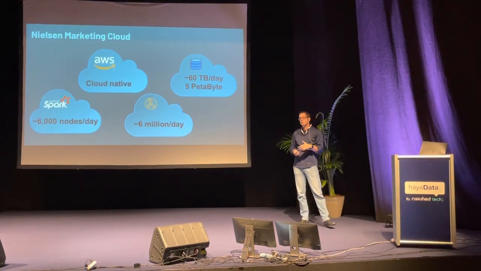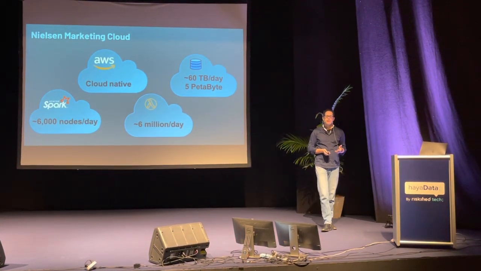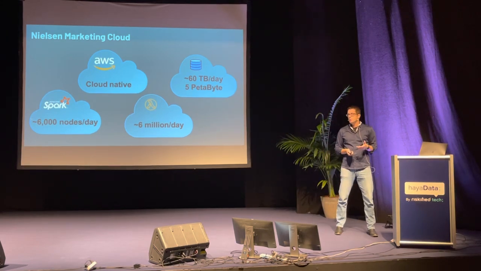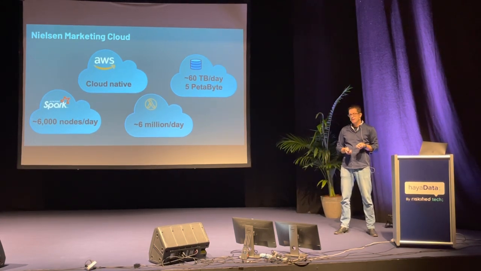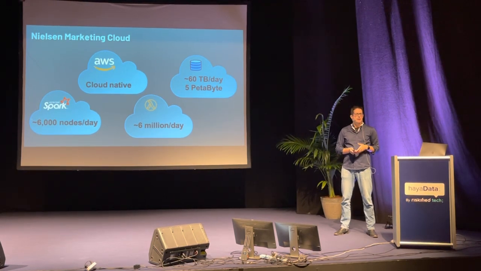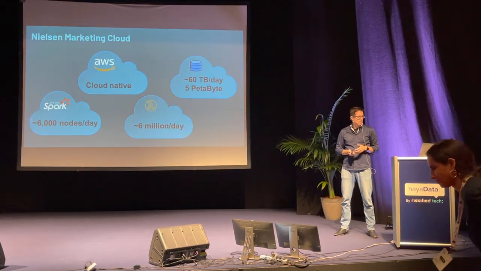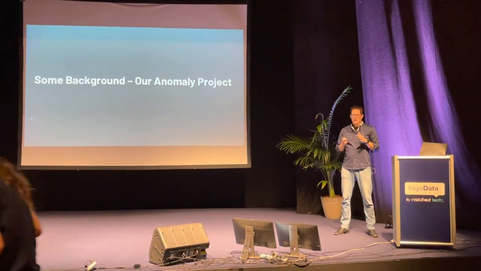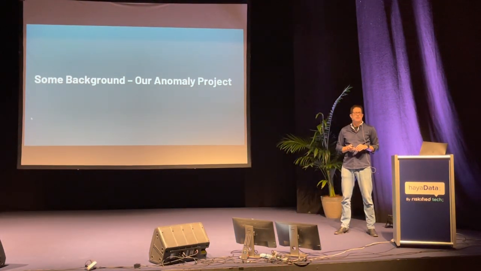Overall, we process about 60 terabytes of new data every day and classify it, and store a total of 5 petabytes of data. We're heavy users of Spark and serverless Lambda functions. All right, so let's dive into our Anomaly project.